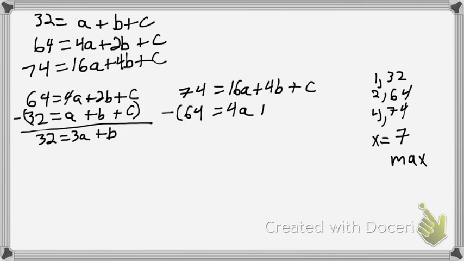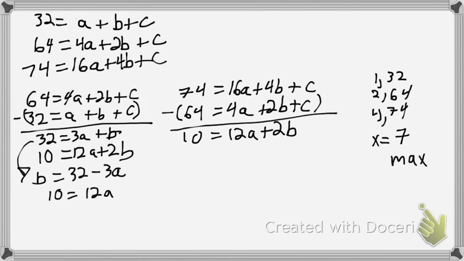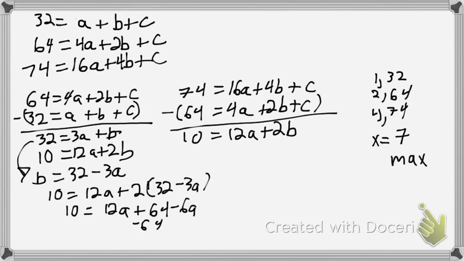We're going to eliminate our C's. And we end up with those 2 equations. 32 equals 3a plus b, and 10 equals 12a plus 2b. Oh look, I saw it for b. So we're going to do a little substitution here. We have 10 equals 12a, and then instead of 2b, we're going to write 2 times (32 minus 3a). So we have 10 equals 12a plus 64 minus 3a, or 6a. We're going to subtract 64 from both sides, so we get -54 equals 6a, or a equals -9.